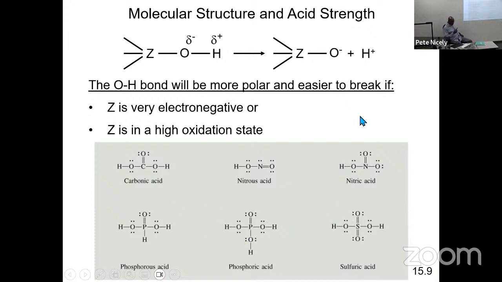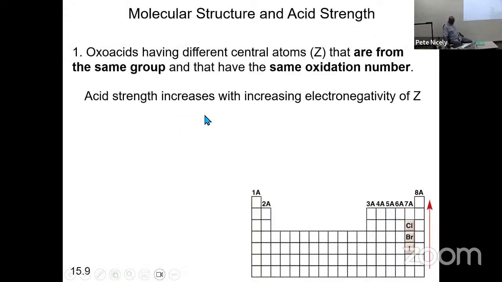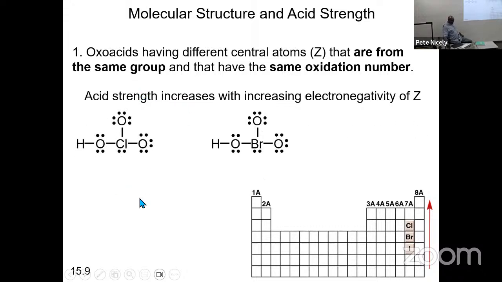And what we're going to look at in the next slide is basically what is stated right here. So let's look at the first instance where we're looking at the electronegativity of Z. If you were to compare these two acids, this would be bromic acid and this would be chloric acid. The only difference between them, obviously, is that you have a chlorine here where there's a bromine here.